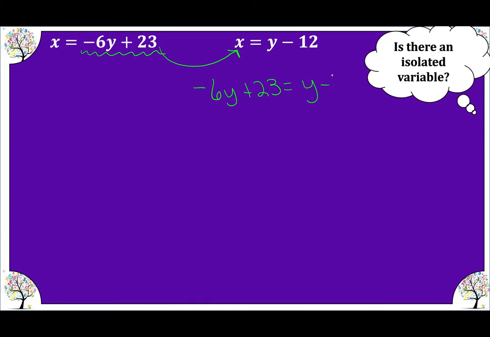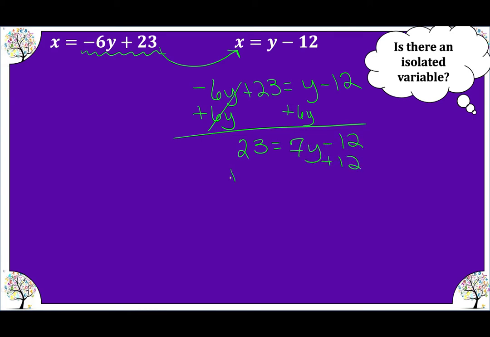I have all y's, one type of variable. Variables on both sides, I'm going to address the variable terms first, and negative 6y is the smaller one, so we're going to add 6y to both sides. Isolating y, we're going to add 12. And dividing by 7. Our y value is 5.